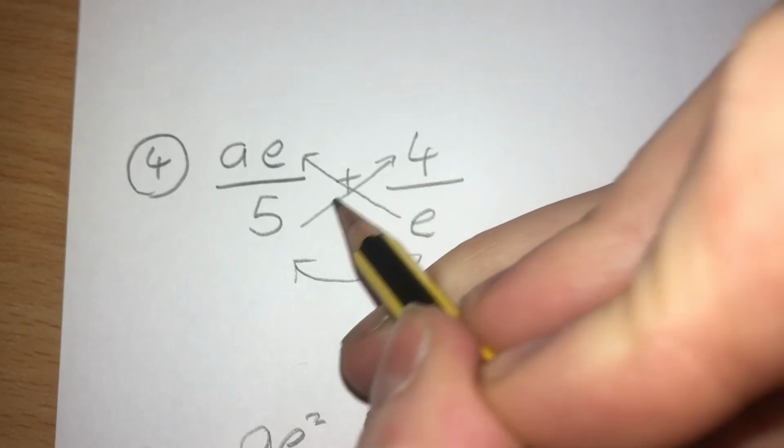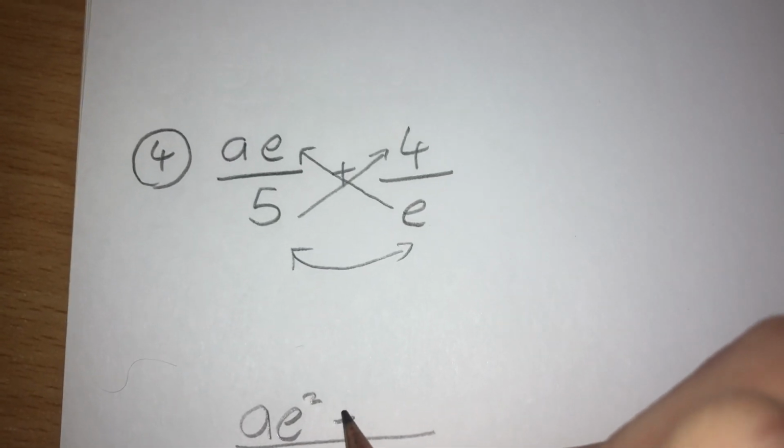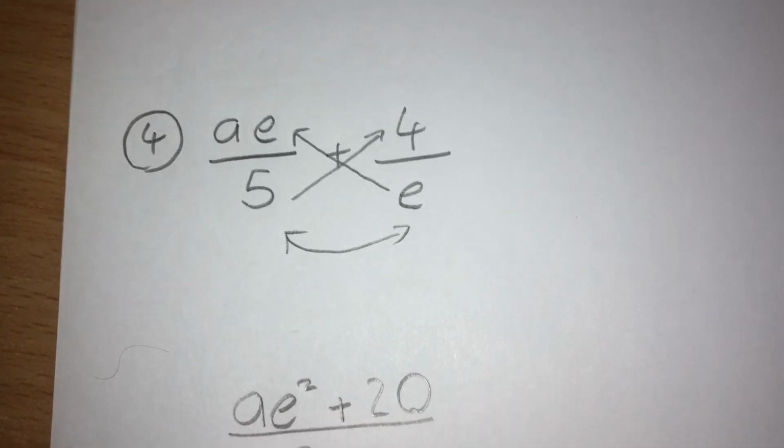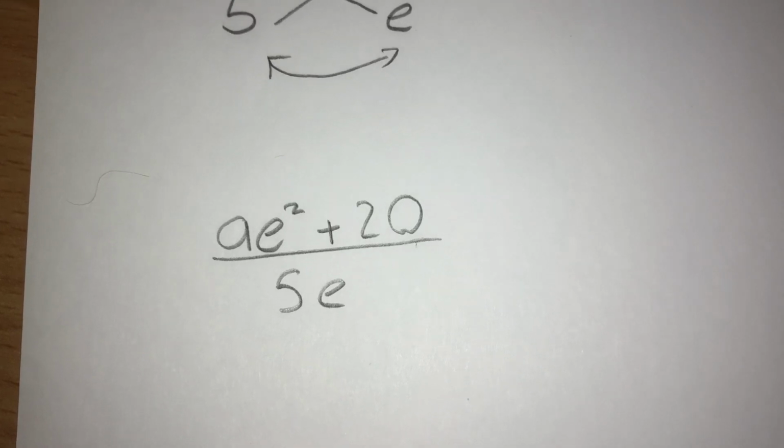Let's cross multiply our other way. So 5 times 4 is 20. So we end up with plus 20 on the top. And again here, there's nothing we can really simplify further at this point.